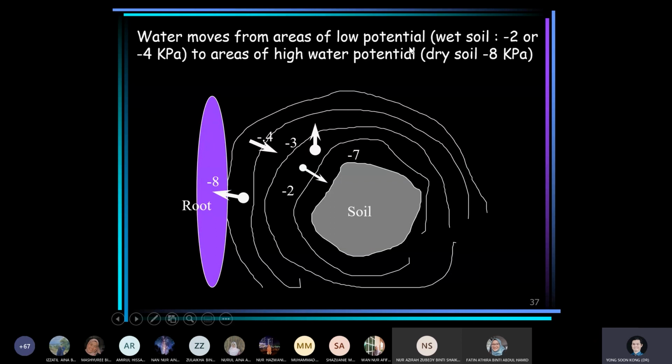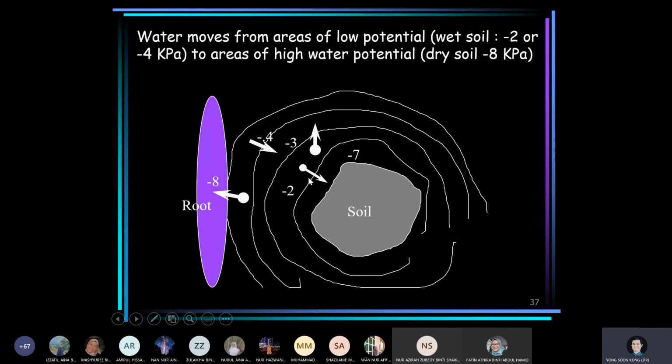Wait, this is like from an area of low water potential. Wait, the term seems like it's the opposite of what we are seeing right here. High water potential is a negative value. Okay, so a little bit of confusion right here. Which one is high, which one is low? According to the text written right here, it is said to be more negative. If the water potential is more negative, they are calling it high water potential.